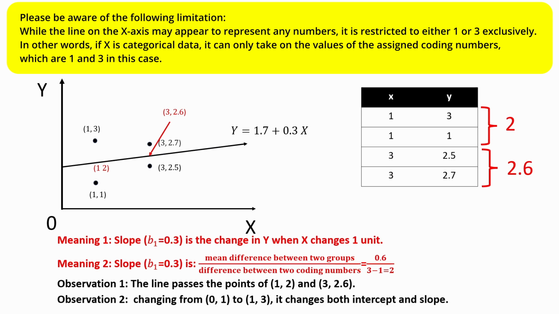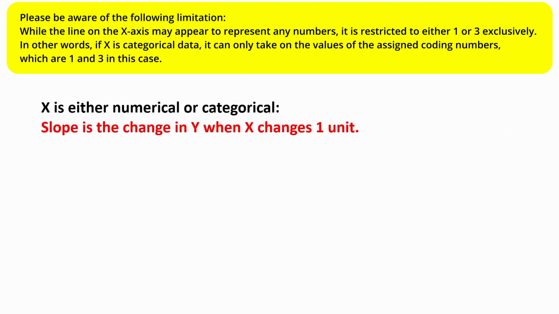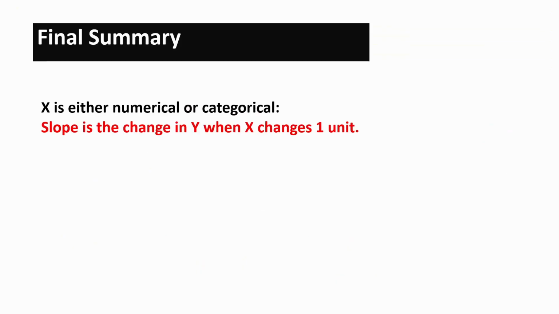Another observation is that when changed from dummy coding to 1 and 3, it changed both the intercept and the slope. So, final summary: when x is either categorical or numerical, the meaning that the slope is the change in y when x changes 1 unit is always true.